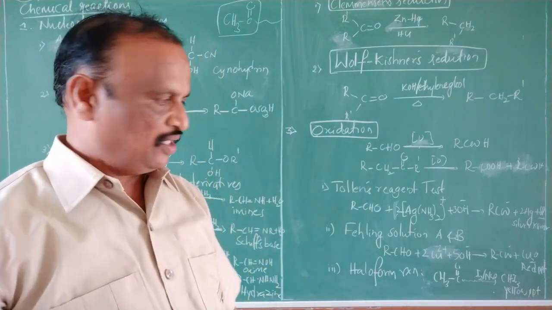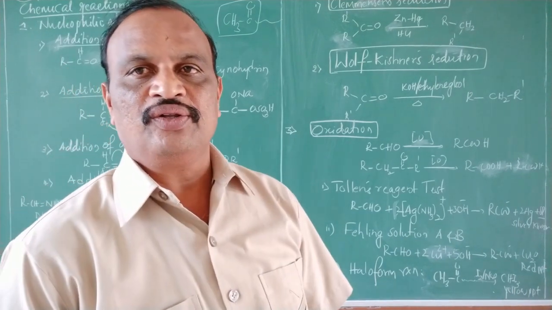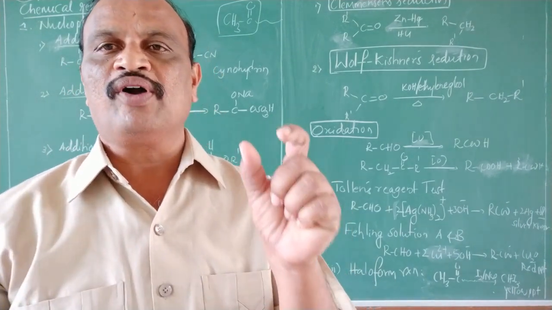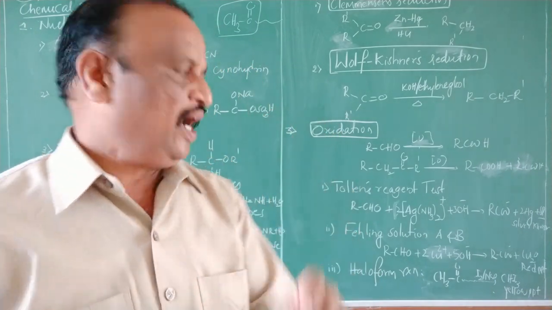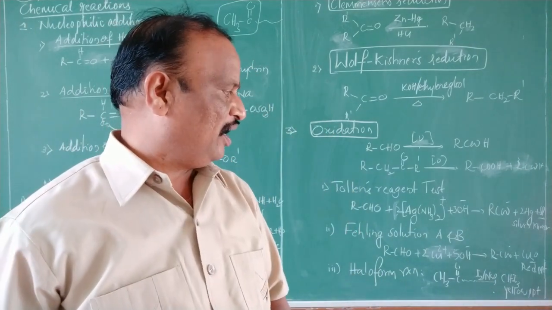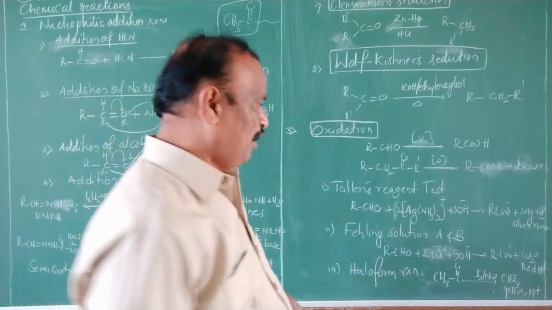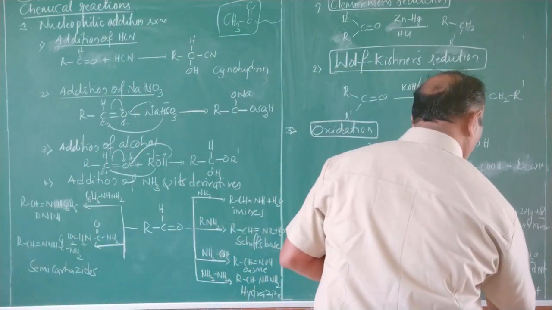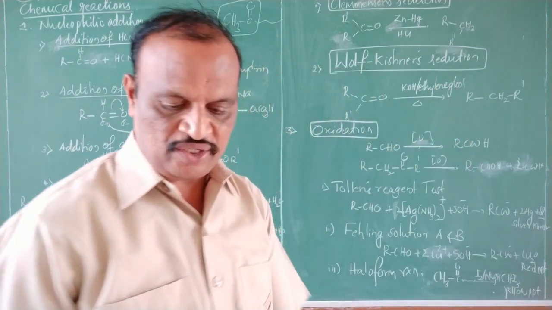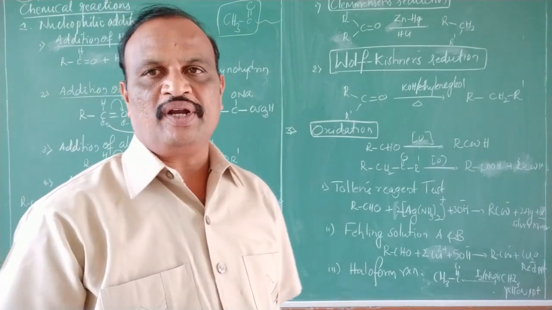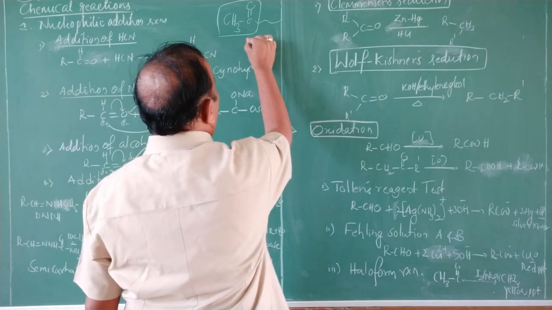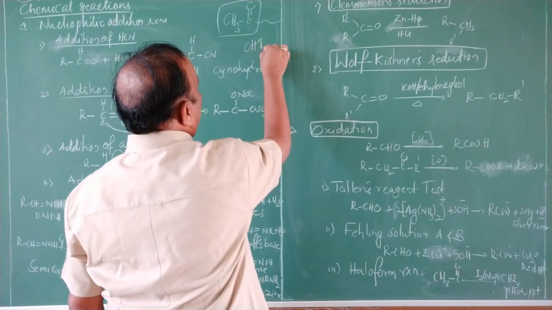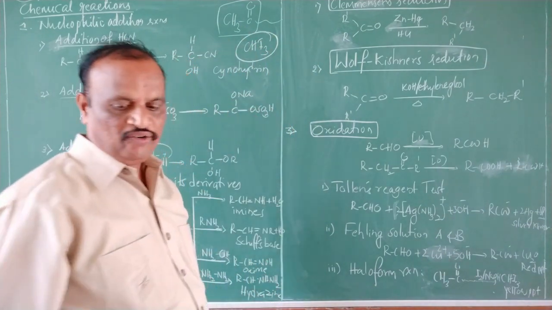So what is the iodoform test? Take a sample of a compound which contains a methyl ketone, and to that you add iodine and NaOH. When you add iodine and NaOH, a yellow precipitate of iodoform is going to be formed. CHI3 is going to be formed there. That CHI3 is nothing but iodoform.